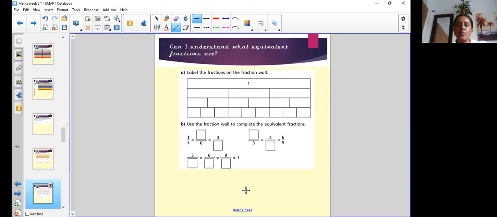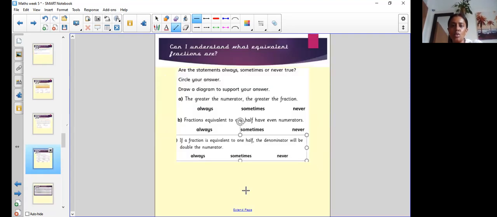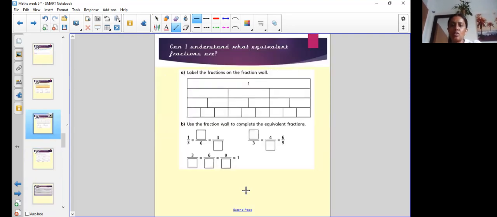And here you've got another challenge, which is asking you to label the fractions on the fraction rule and then use the fraction rule to complete the equivalent fractions. Have a think, because what you're doing is basically counting how many you can see in each square. That will be your denominator, and then you can go from there.